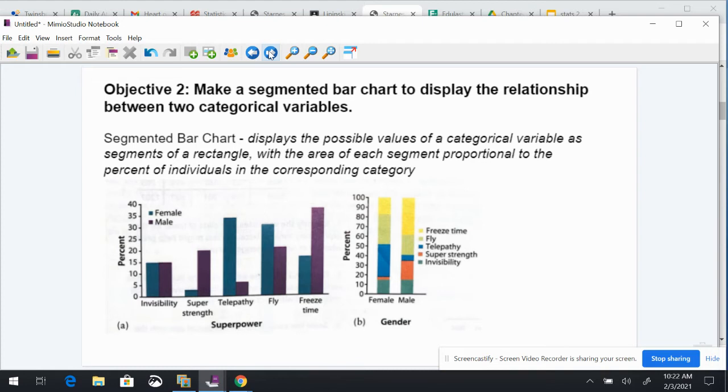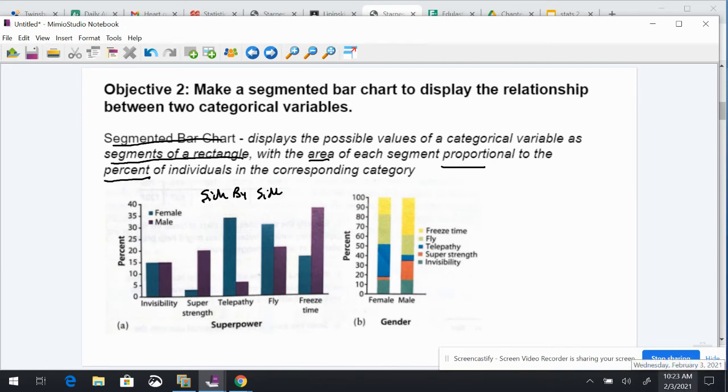We've already done a side-by-side. So this here is a side-by-side. And we did that in chapter 1. Okay. A segmented bar chart displays the possible values of a categorical variable as segments of a rectangle. So again, they're kind of broken off into segments here of each one, with the area of each segment proportional to the percent of individuals in the corresponding categories.